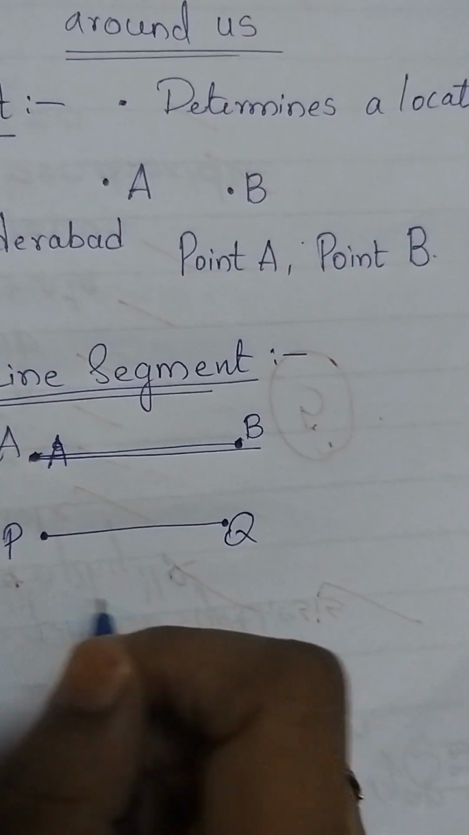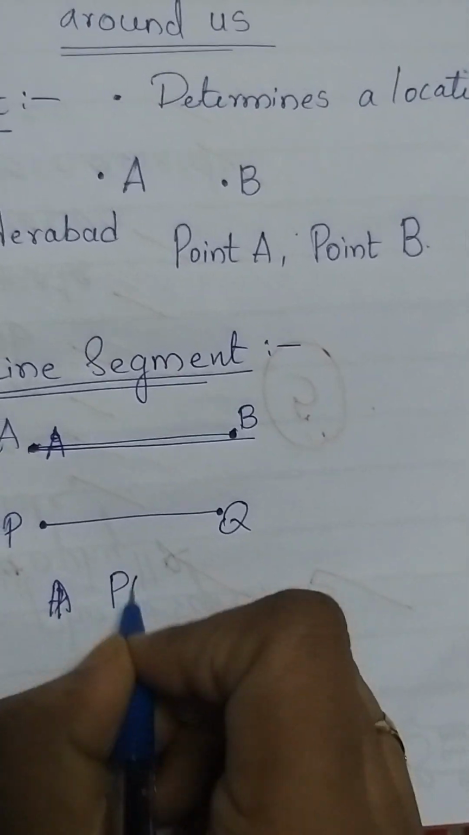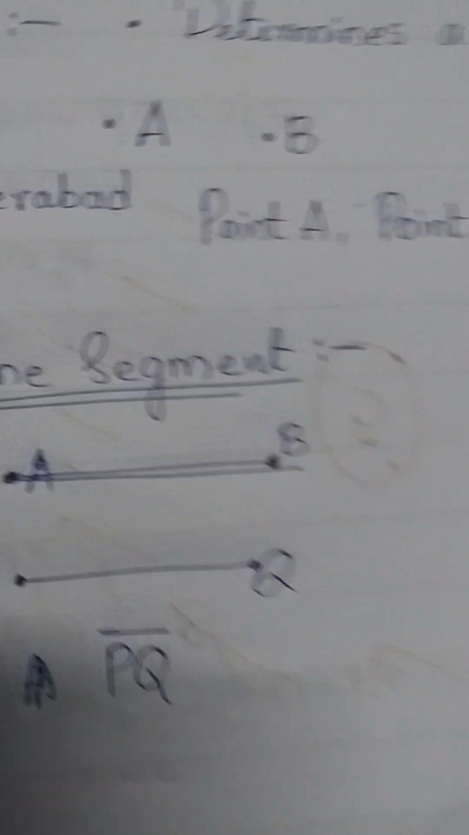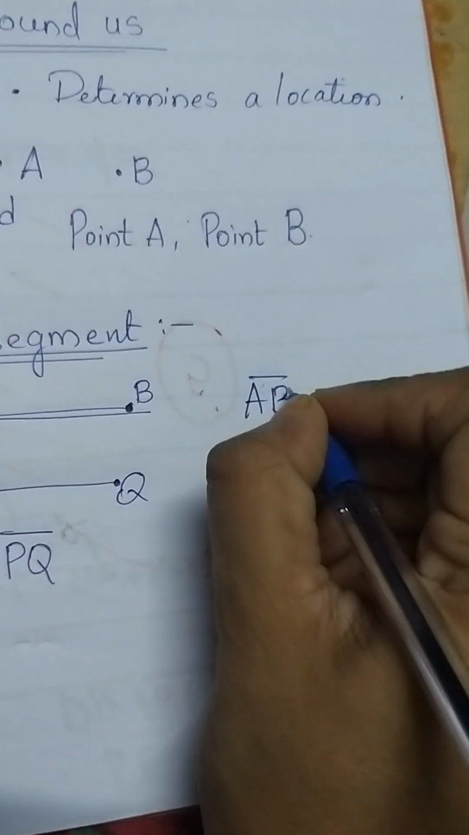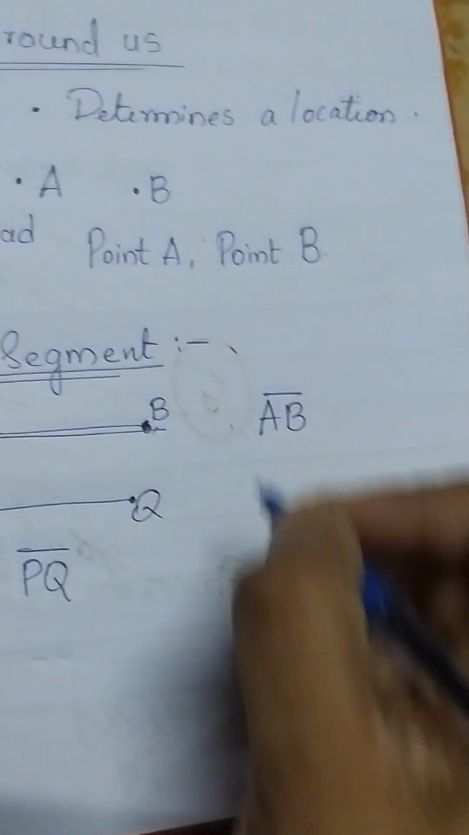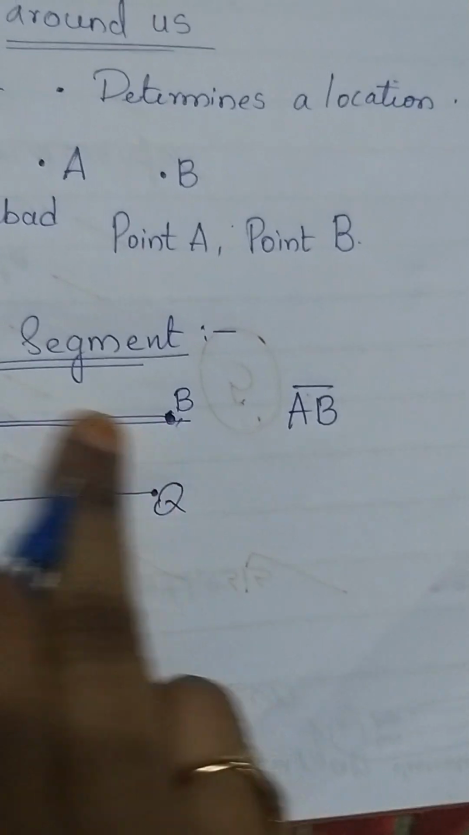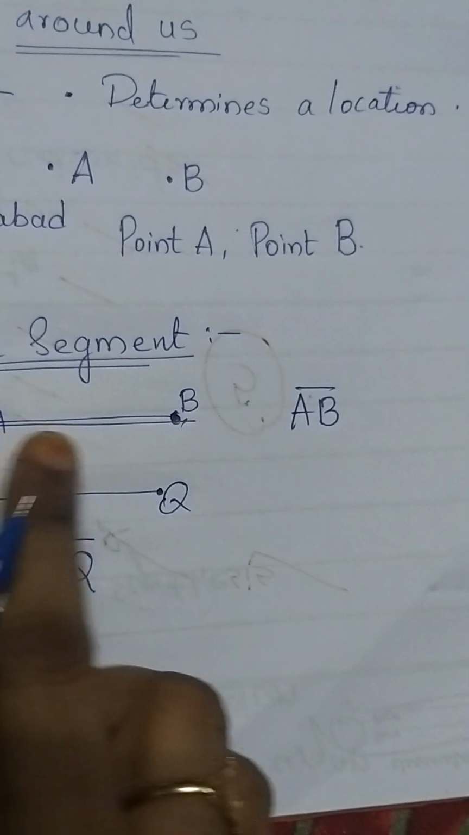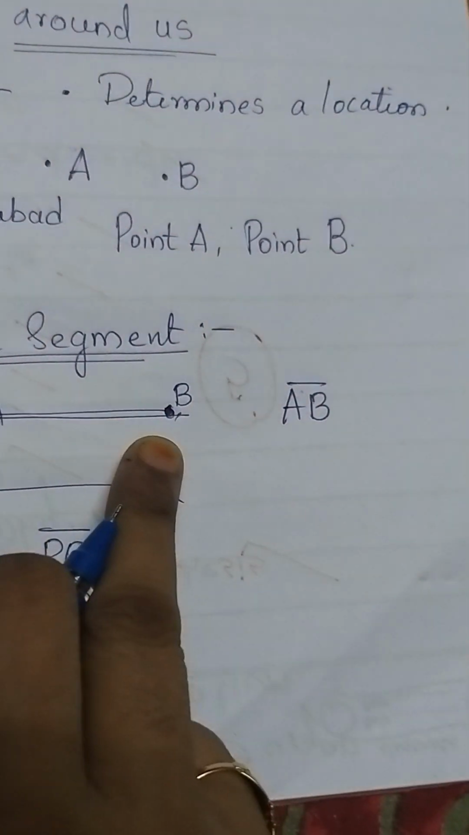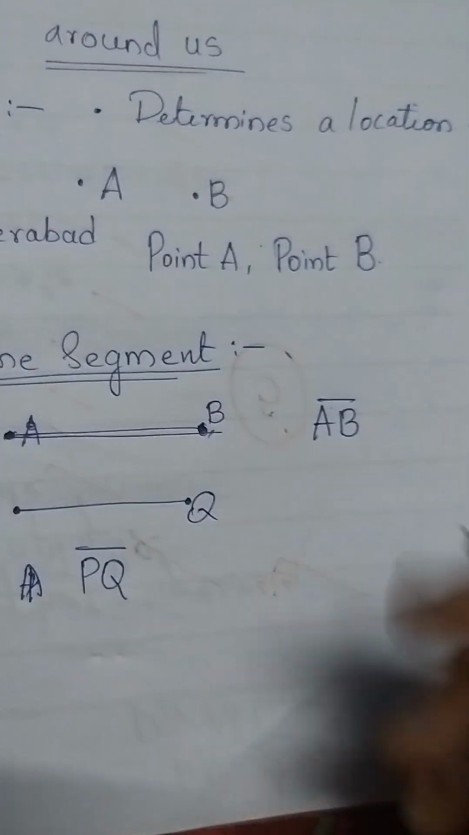This can be denoted as PQ. Like this we denote a line segment, children, or this can be written as AB, point A to point B. Joining A to B, a line is formed and these are the two endpoints. This is the line segment AB and that is the line segment PQ.